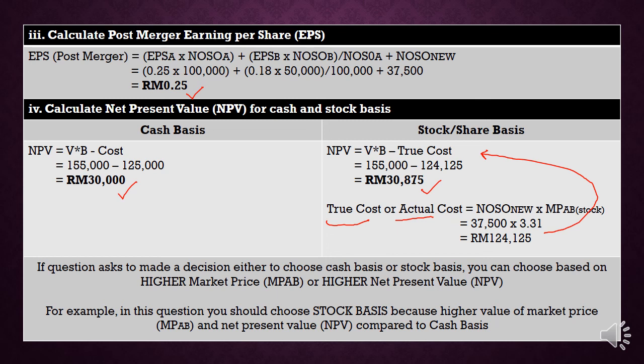And if you are answering this question to come up with the decision making, you can say that you should choose stock basis because of the higher value of the market price, which is higher value of MPAB, and also the higher value of net present value, which is NPV, while comparing to the cash basis. So that is the way on how the calculations and the NPV method will happen under the topic mergers and acquisition 2.